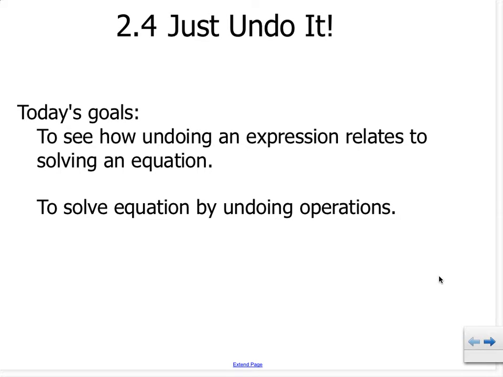So you might have heard of the phrase, just do it. Well, in algebra, we like to just undo it. You see those number tricks that we did yesterday? What those number tricks have done for us is they've given us an expression that we can evaluate. Well, if we undo it, we solve an equation.